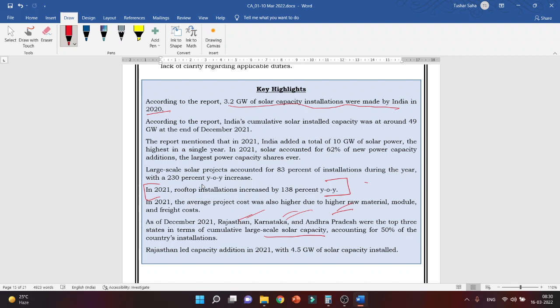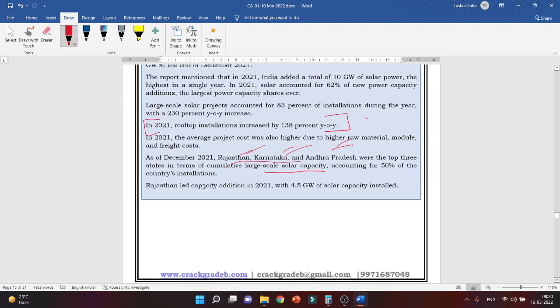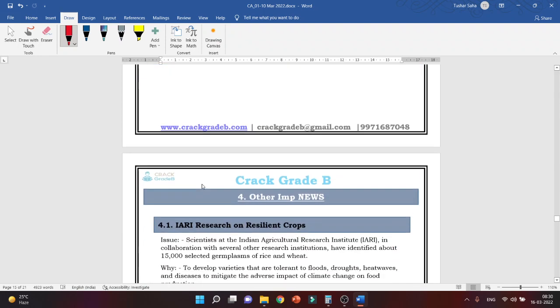And it's not just about the government in Rajasthan, Karnataka, and Andhra Pradesh. What happens is that, for example, Rajasthan has a Tata plant, right? In India, the biggest solar power plant is being operated by the Tatas, so in that case it will be counted in Rajasthan. The same goes for Karnataka and Andhra Pradesh. Because of industrialization, some states may come up. So Rajasthan led capacity addition in 21 with 4.5 gigawatt of solar capacity installed alone.